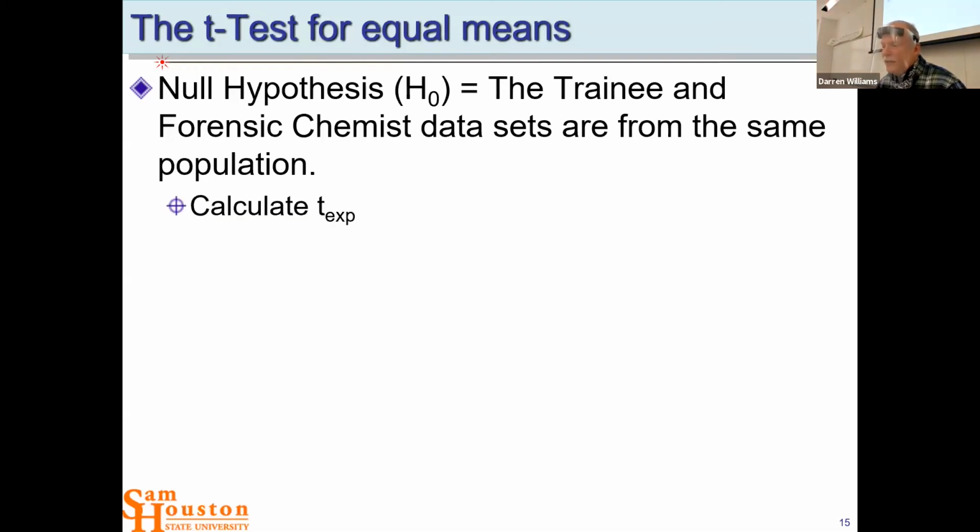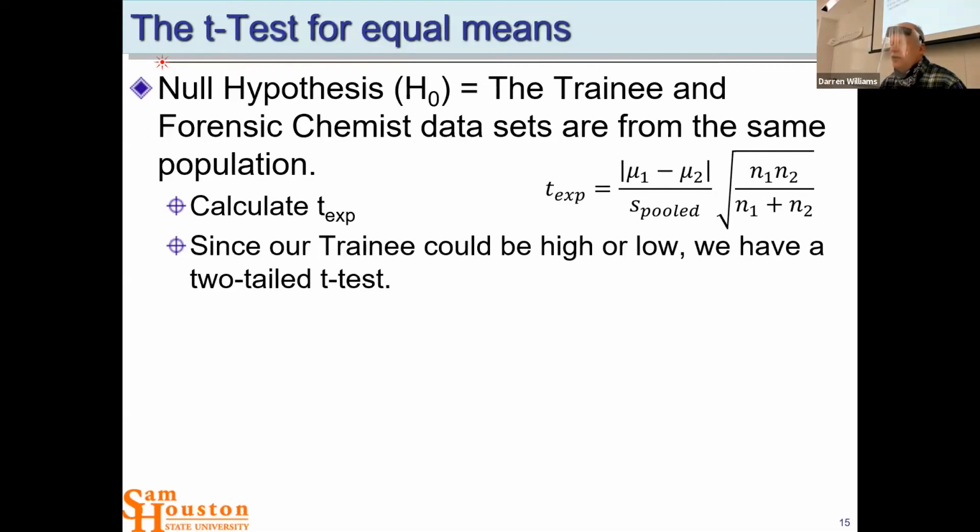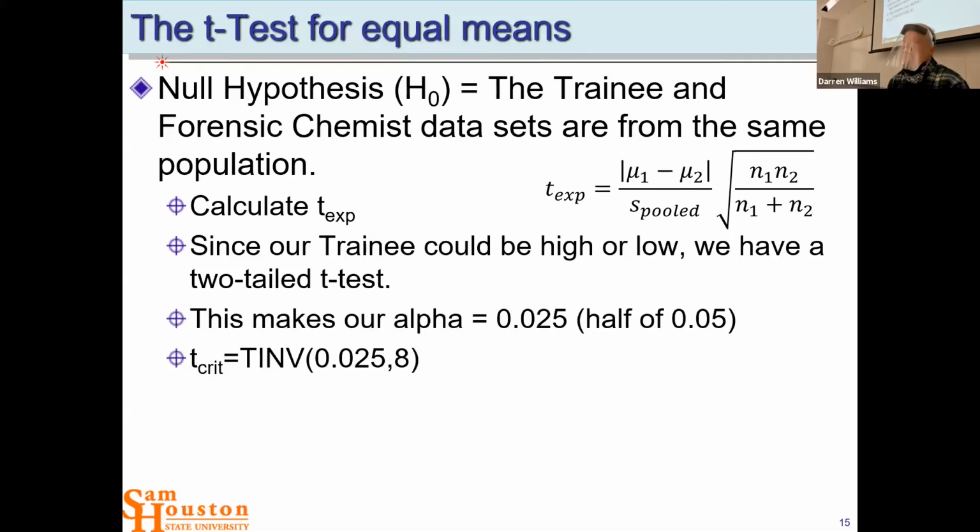So we calculate t experimental using our equation. Since our trainee could be high or low, we have what's called a two-tailed t-test, so we divide our alpha by 2. It's half of 0.05, or 0.025. And this is a great way to calculate those t critical values, using this function in Excel.